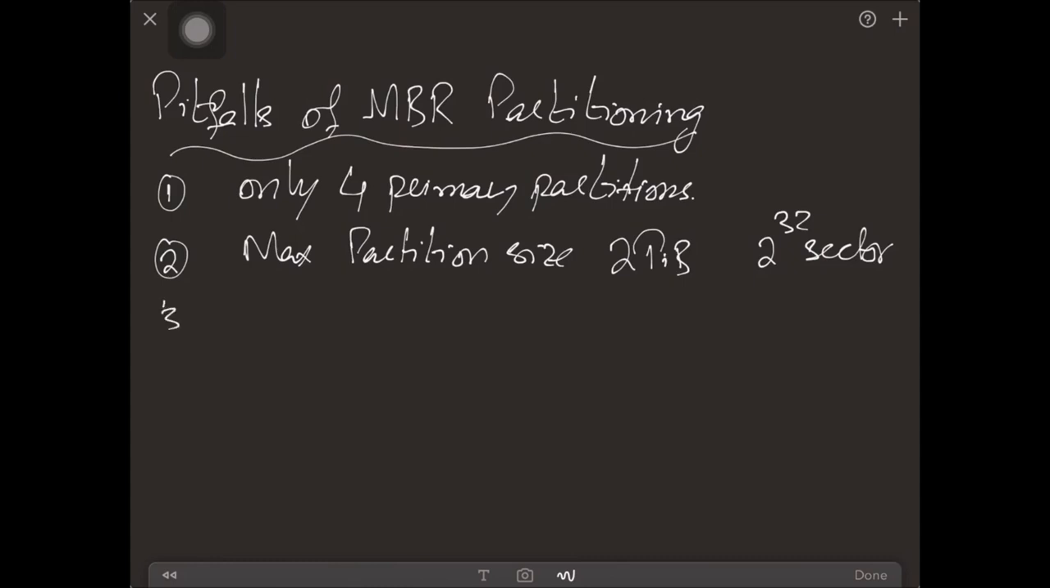And the third limitation is that the 0 sector is the only place that holds the partition. So if it is corrupted, the entire block or entire disk is unreadable. So MBR is located only at 0 sector.